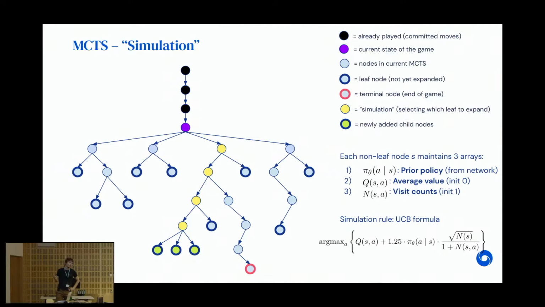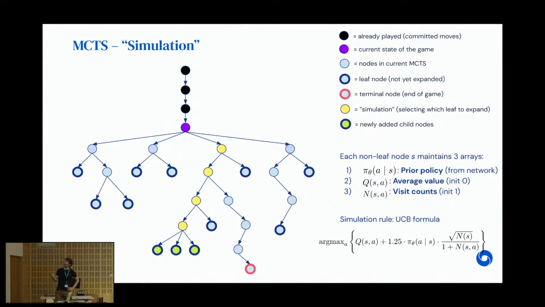This quantity is a sum of two terms. The first term, you can think of it as the exploitation term, is just the Q value of that action. So this is how promising that action actually looks, given the exploration we have already done so far. And then there is another term, the prior policy. This term captures how promising an action looked a priori, so how it was predicted by the policy network when we queried it in the state where we are deciding which action to go into.